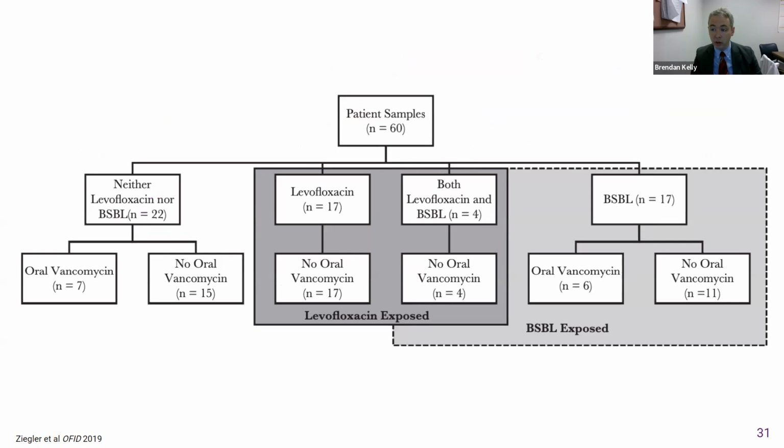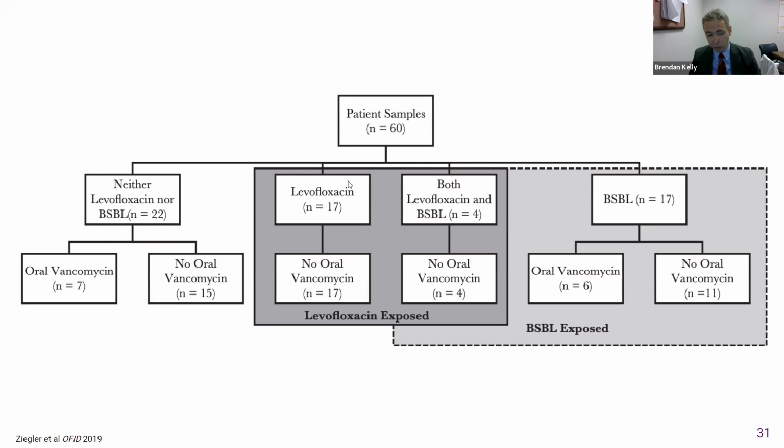So this was not a randomized trial, right? So we've got sort of messy overlap of some of the antibiotics. And one of the interesting factors here is as soon as levofloxacin was rolled out as a primary prophylactic intervention, people became very interested in oral vancomycin as a primary prophylactic intervention as well in this population. And so you've got your 60 patients here. Very few of them don't get levofloxacin or a broad spectrum beta-lactam.